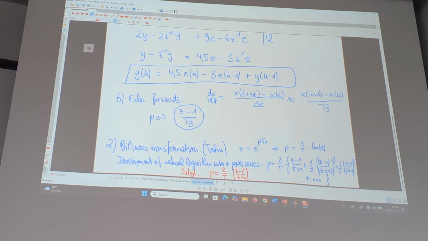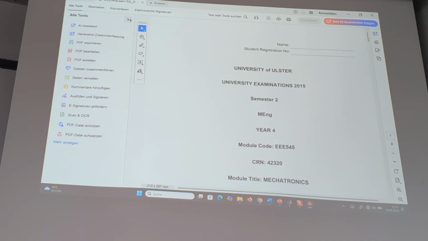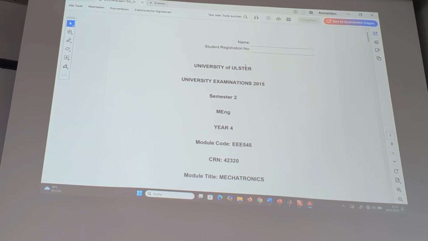Then this is actually it concerning the content of the lectures. So let's have a look at the exam. There is one sample exam. So in general, we have 10 questions for advanced control theories.